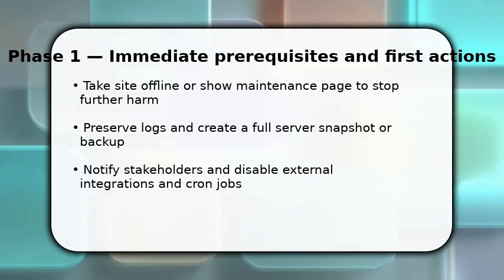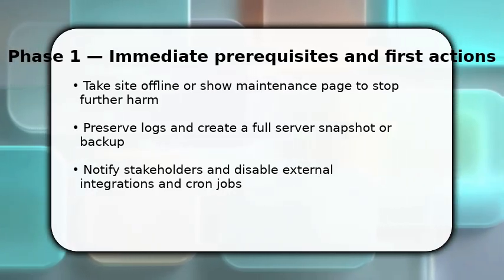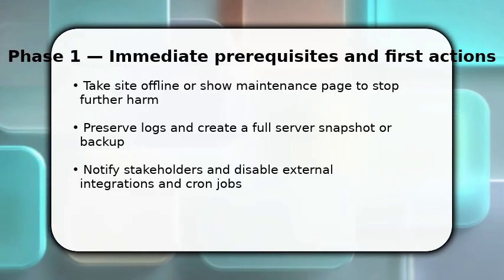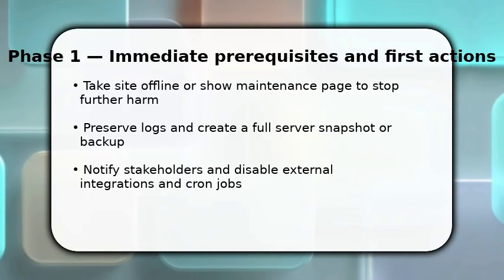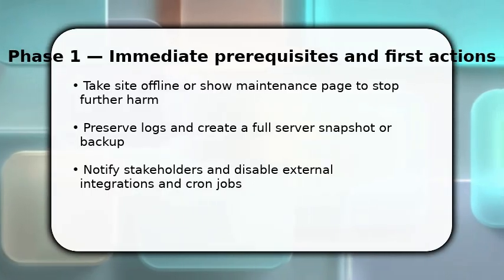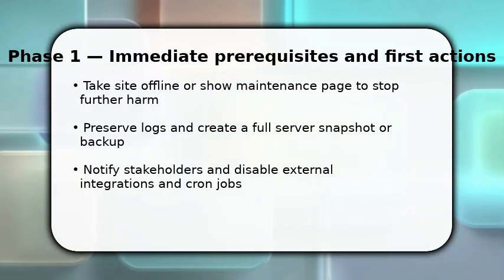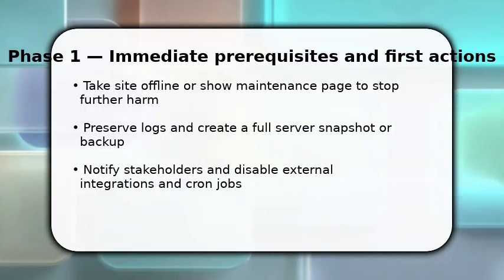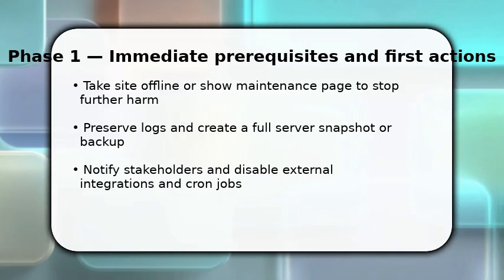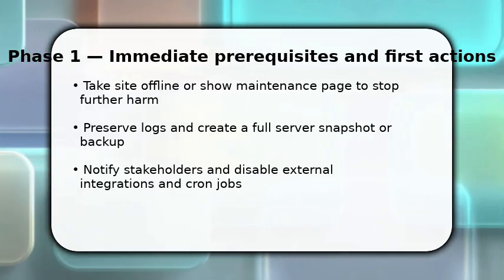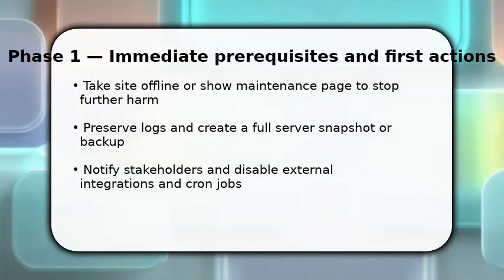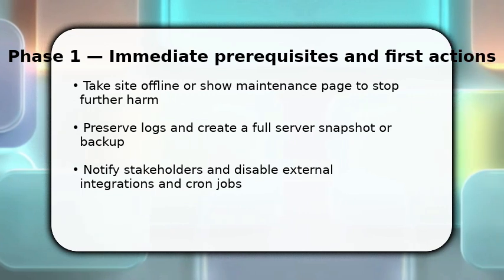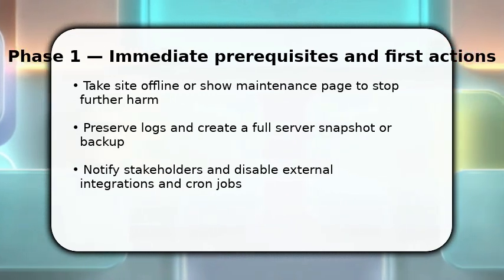You start by containing the problem now. Take the site offline or serve a maintenance page so users can't be harmed while you work. At the same time, snapshot the server and preserve logs for forensic review because you'll need original evidence. Make sure to disable outgoing integrations, cron jobs, and API keys to stop any ongoing abuse. Once contained, notify stakeholders and engaged responders. This prevents accidental changes and keeps everyone aligned while you move into cleanup.